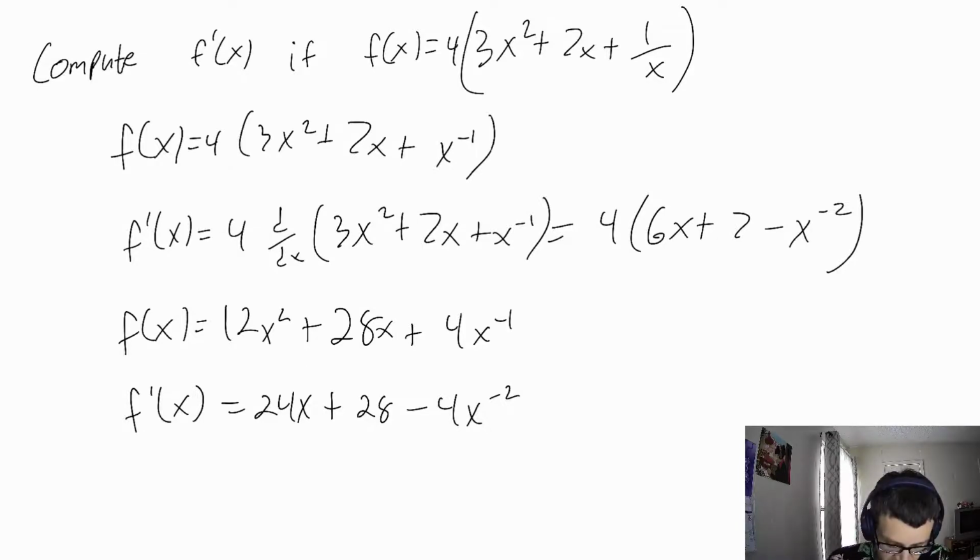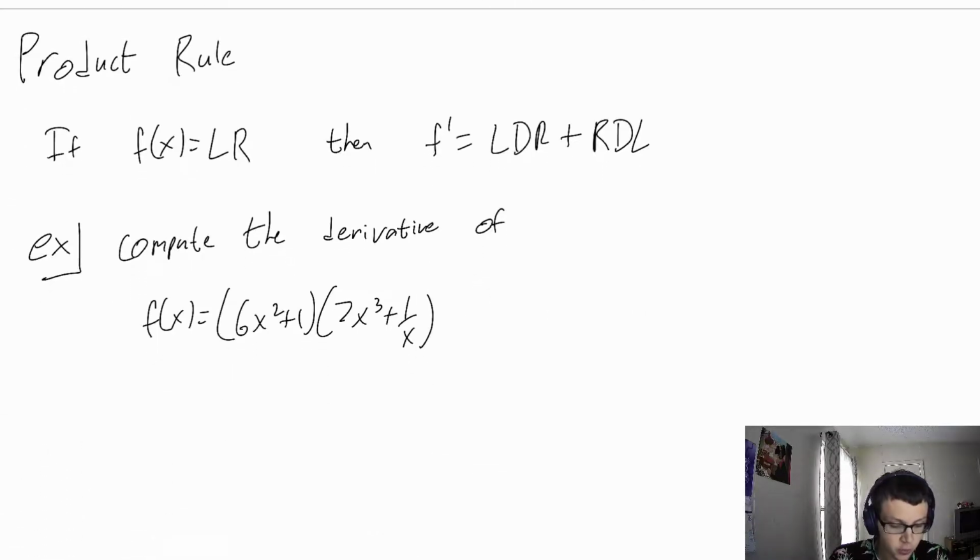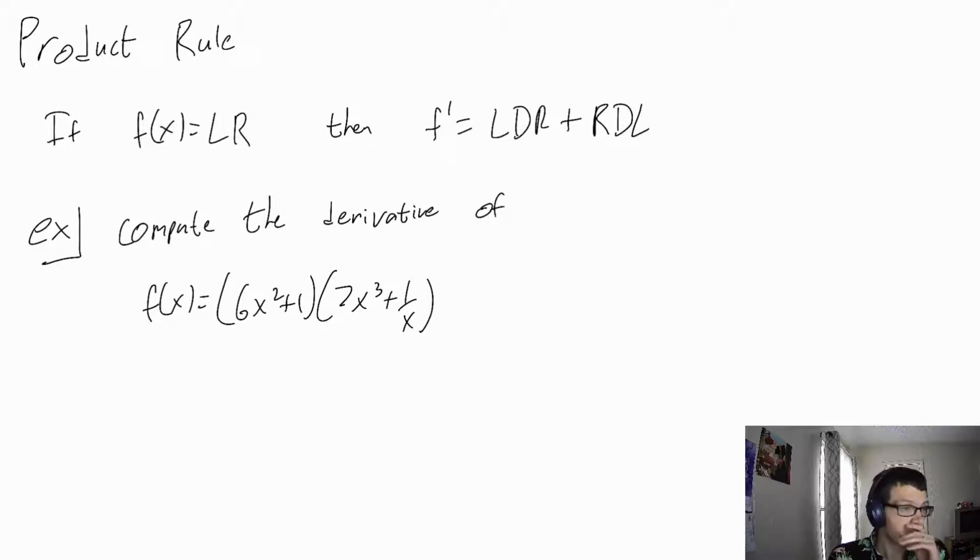So that's using the rules of differentiation. Other rules that are important include the product rule. And the product rule says if we have a function that's a left part times a right part, so a multiplication of two functions, a product of two functions, then the derivative is L dR plus R dL.